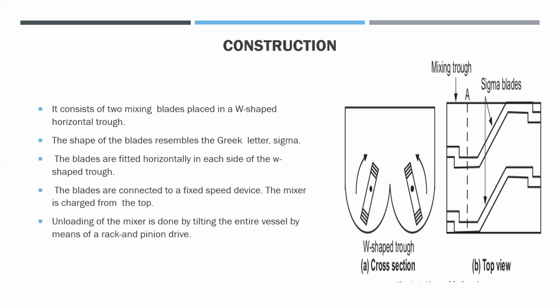First, these blades are connected with the fixed speed device, and the mixer is charged from the top. The loading of the material will be from the top, and unloading of the material will be done by simply tilting the entire vessel by means of a rack and pinion drive. So this is the construction of this sigma blade mixer.